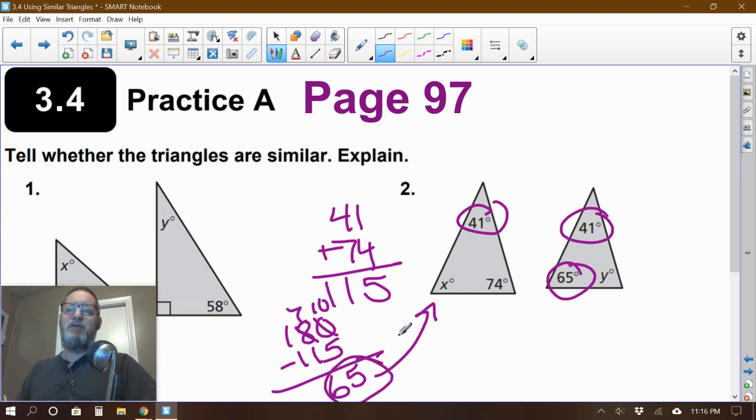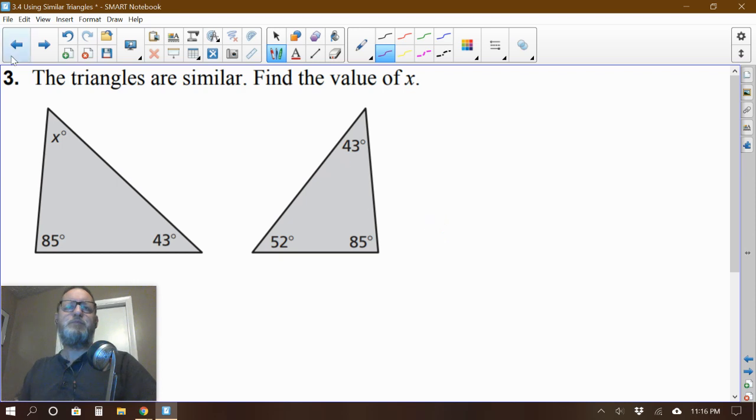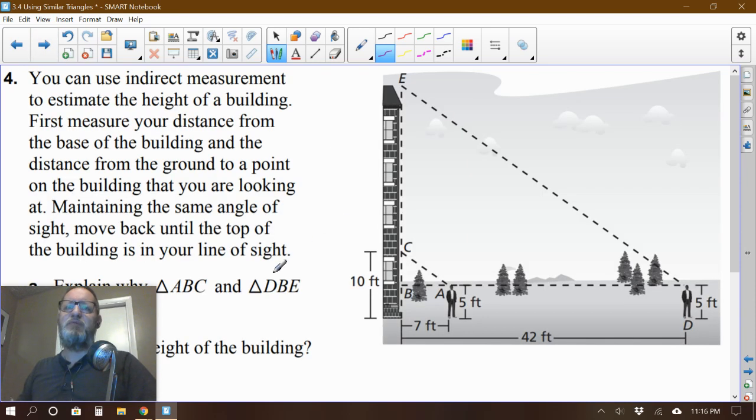So do we have 2 angles in common? Sure. 41 and 65, 41 and 65. So we would say yes. And our explanation would be, both triangles contain a 41 and a 65-degree angle. So as soon as you have 2 angles in common, you're allowed to say that the triangles are similar. Okay. And I'm looking at the even ones, so we'll skip that one.